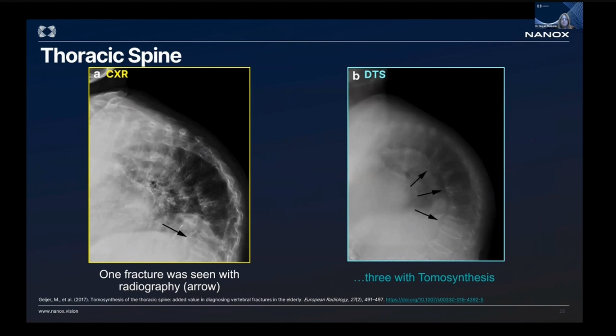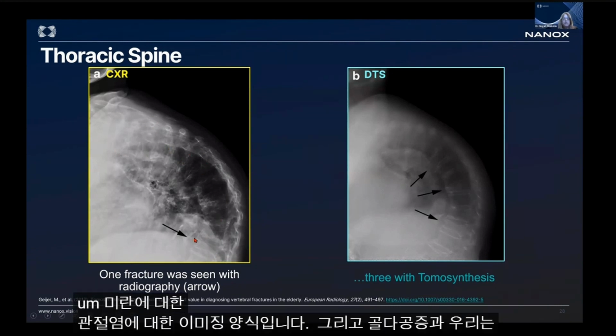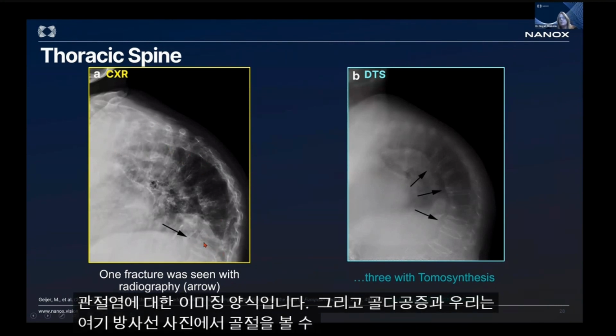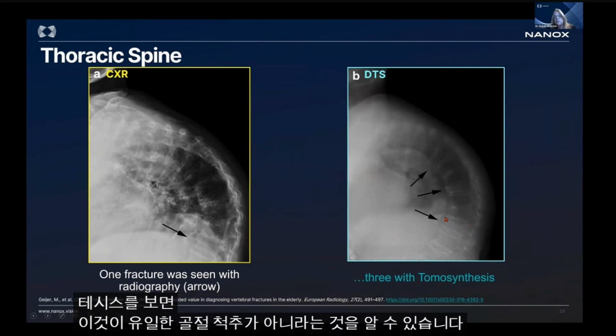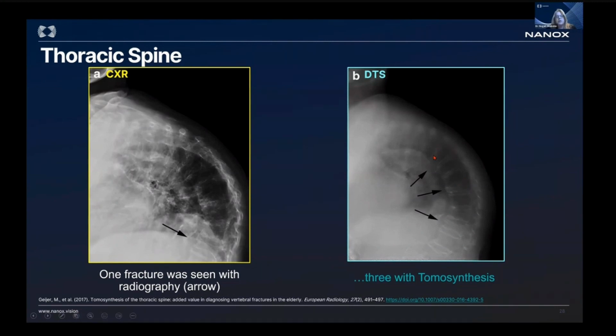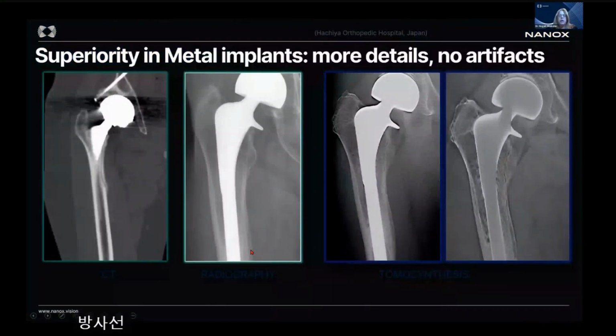This is an example of a thoracic spine. You see the patient is severely kyphotic and osteoporotic, and we can see a fracture here on the radiographs, but when we look at the tomosynthesis, we can see that this is not the only fractured vertebra. There are other wedged vertebrae, additional ones, that are very hard and actually impossible to appreciate on this 2D radiograph.